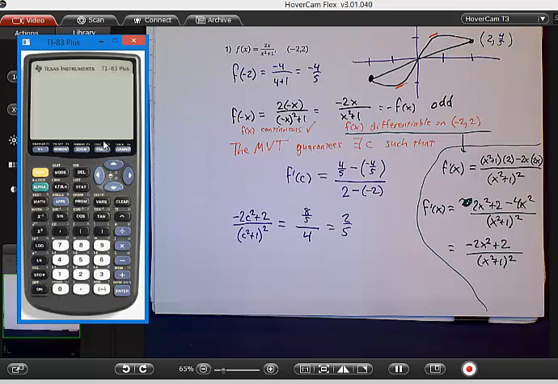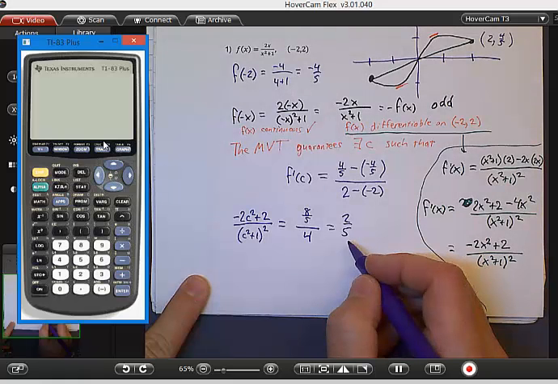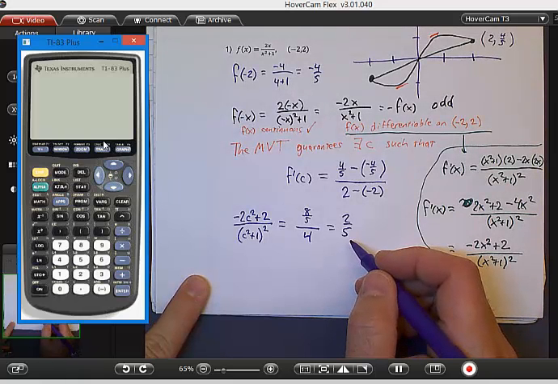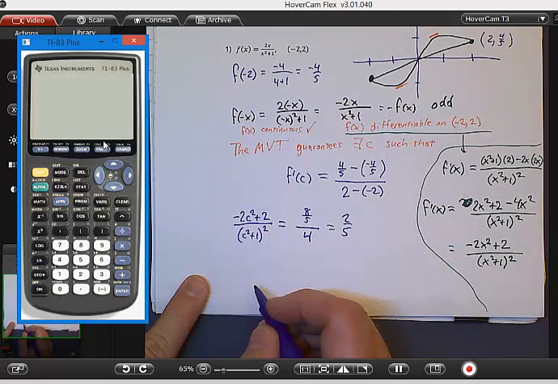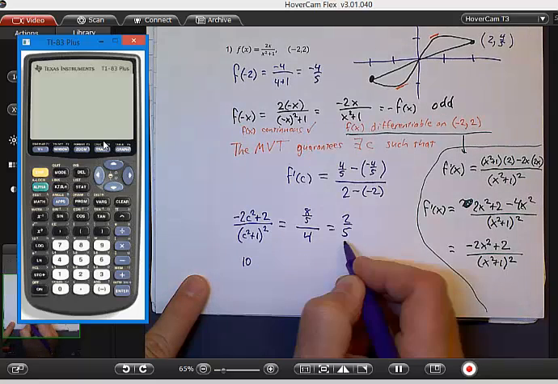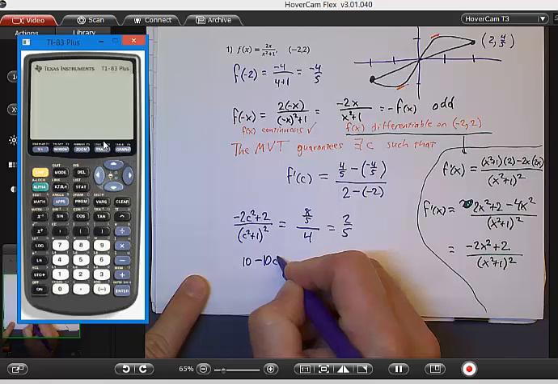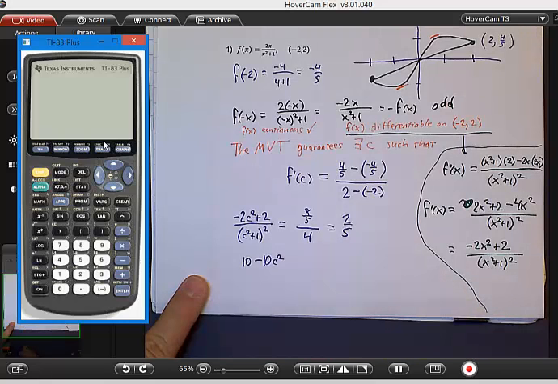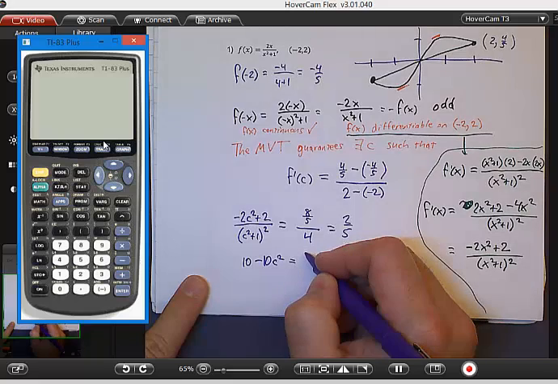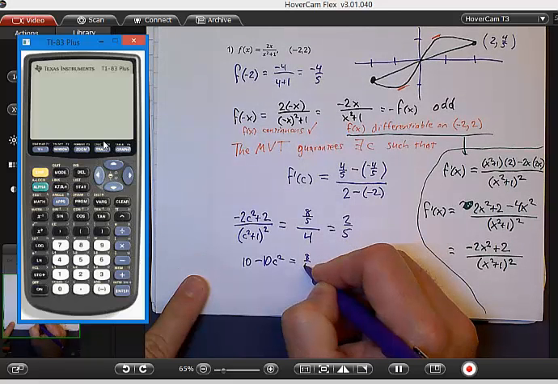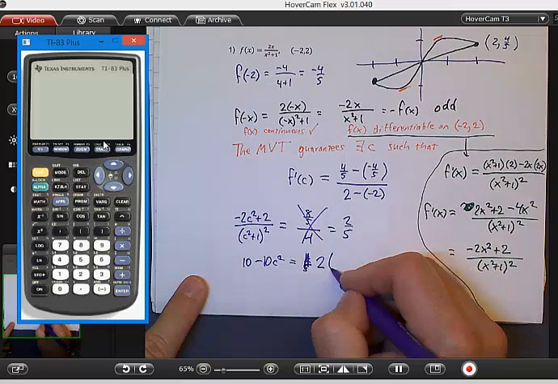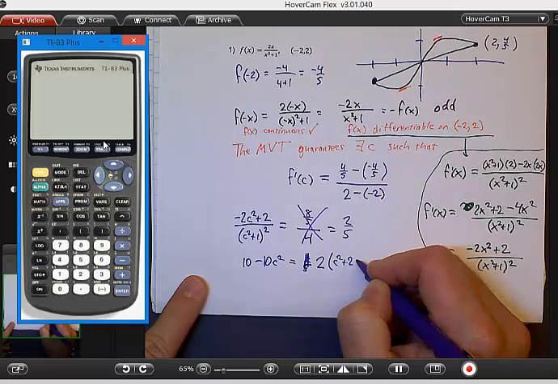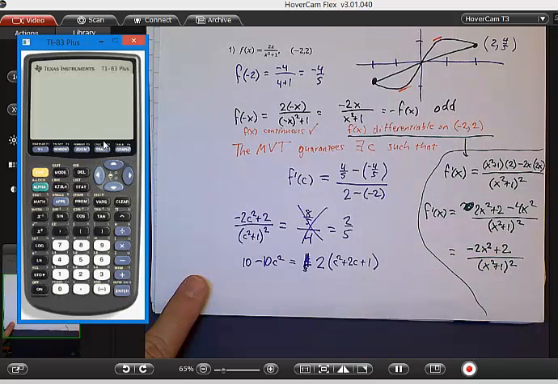Yeah. The mean value theorem does not help you solve the equation, but I think I can. Let me try. I'll cross multiply. You guys good with that? That's how I solve a proportion. So let's see. I have 5 times this stuff. So let me write it as 10 for the 5 times 2, minus 10c squared for the 5 times that, is equal to 2 times what? Well, this is c squared plus 2c plus 1. If I square a binomial, I get a trinomial.